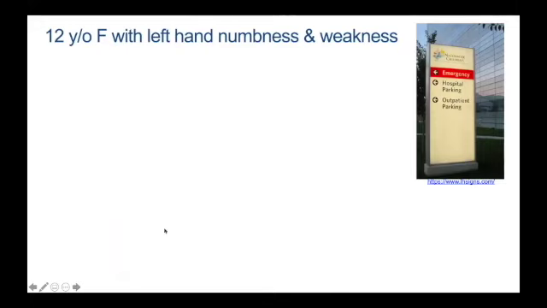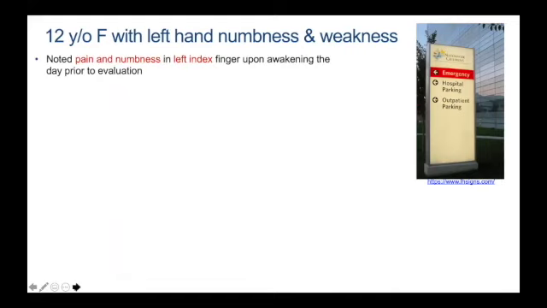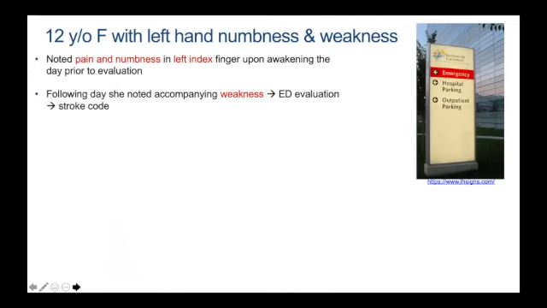So I wanted to start by giving you a clinical context with a patient that I saw in our hospital a couple of weeks ago. This was a 12-year-old female who presented with left hand numbness and weakness. She was noted to have some pain and numbness in her left index finger upon awakening the day prior to her evaluation. And due to some new onset weakness, her mother brought her to the emergency department where they called a stroke code.